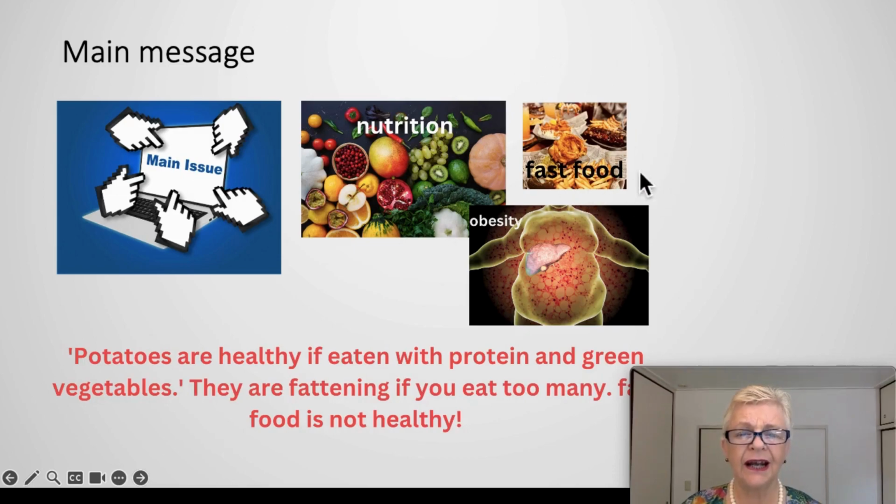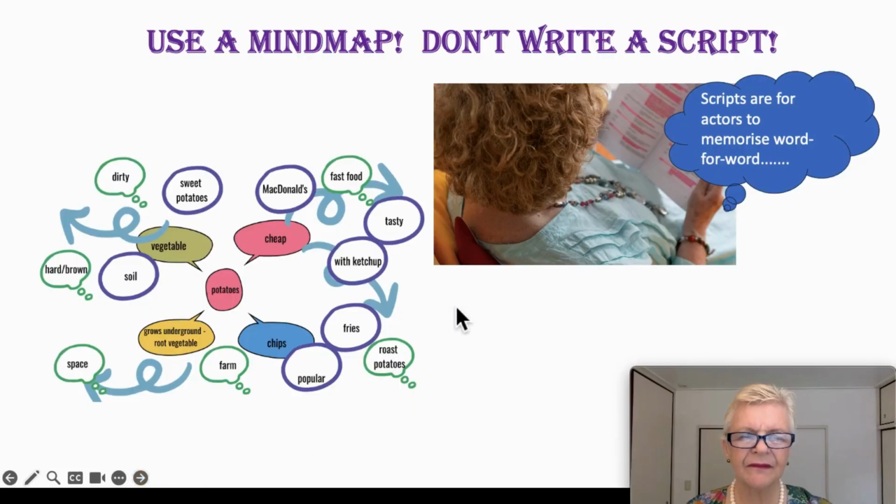And I was also thinking about fast food. It's not very healthy. It's very cheap and very convenient, but it makes you fat. And so I could find the word obesity here. So my main message is that potatoes are healthy if eaten with protein and green vegetables, but they're fattening if you eat too many. Fast food is not healthy. That was my main message, okay?